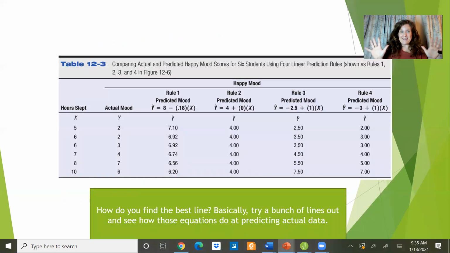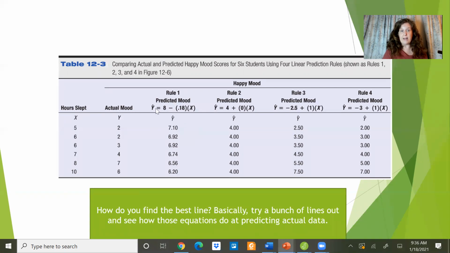All right, you don't need to do this by hand. You don't need to memorize this process. You just need to listen and have a reasonable understanding of the process. So what do we start out with? Hours slept, our X data, and our actual mood. And then what does JASP do in the background to find the best line? It tests a bunch of lines.